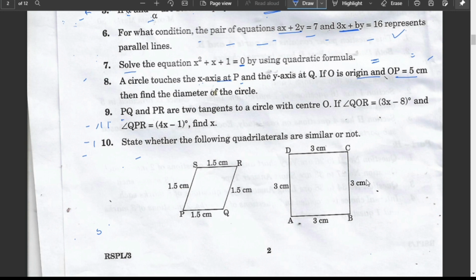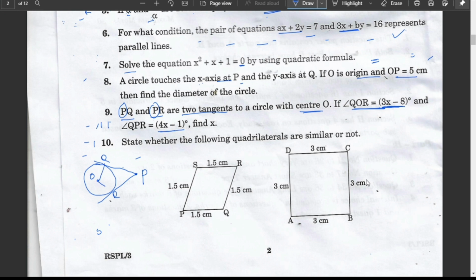Ninth question. PQ, PR are two tangents to a circle with center O. Angle QOR is 3x minus 8, angle QPR is 4x minus 1. So let us draw and decide how it comes in. Circle. So P is the external point. We have radius, two tangents PQ and PR with center O.